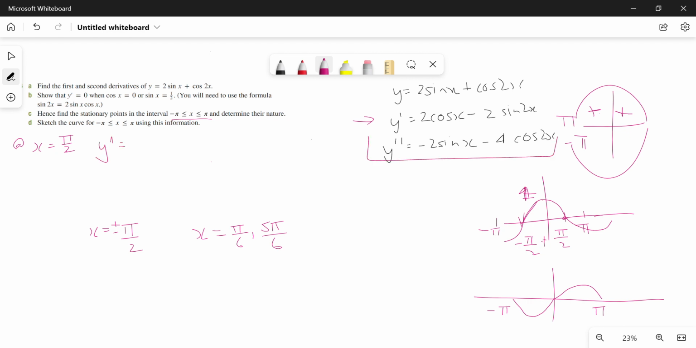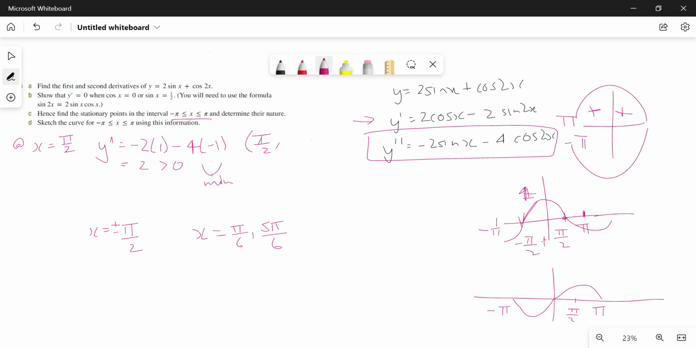So here's y double dash here, and we're saying it's minus 2 lots of sine pi on 2. Sine pi on 2, which is here, is 1, so that's just lots of 1s. Minus 4 lots of cos of the double angle, so cos of pi on 2 lots of pi on 2 is just pi. Cos pi, so here's cos pi here, is negative 1. So we're going to get negative 2 plus 4, so that's 2, and that's greater than 0. So it's going to be a minimum stationary point. And that point is at pi on 2.